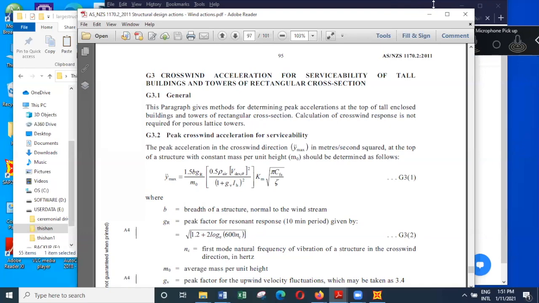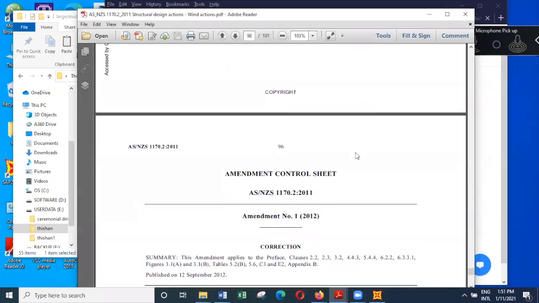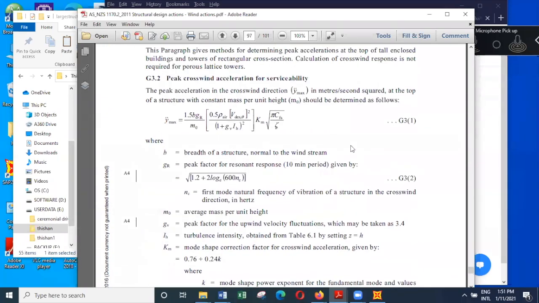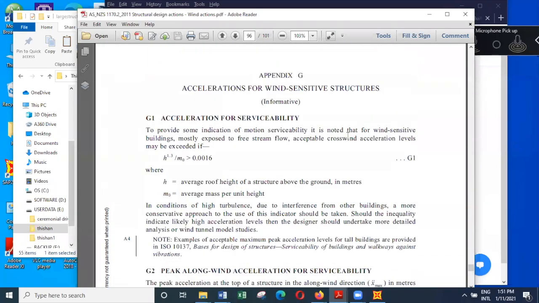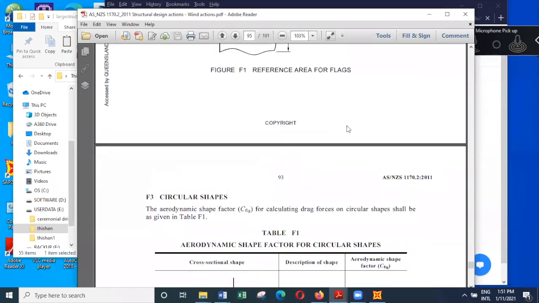So with this background, we'll gather information from this particular code. I actually prepared a small note so that we can use that note to get a better idea of how all these calculations can be performed.